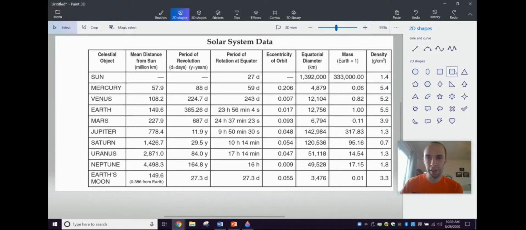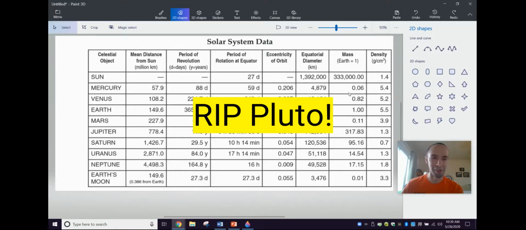So let's start with a little bit of highlighting here. You can see all 8 planets that are listed on here. When I was your age and I was in 9th grade taking Earth Science, there were 9 of them. Poor Pluto is left out of the mix, and we'll talk about that maybe a little bit later on.